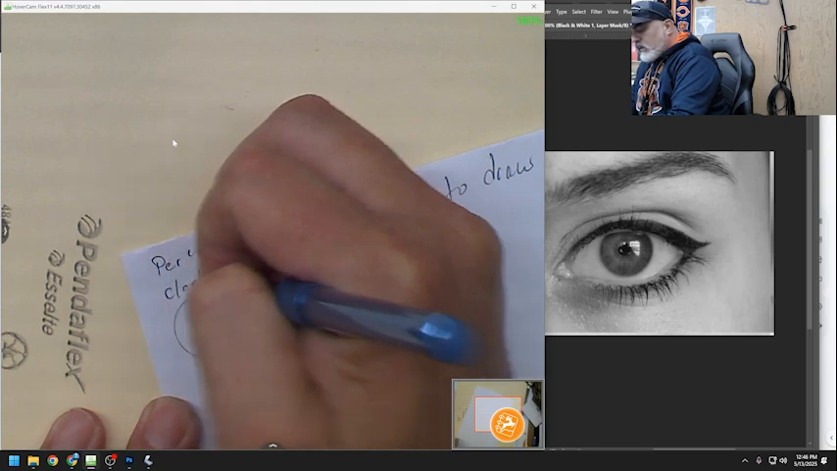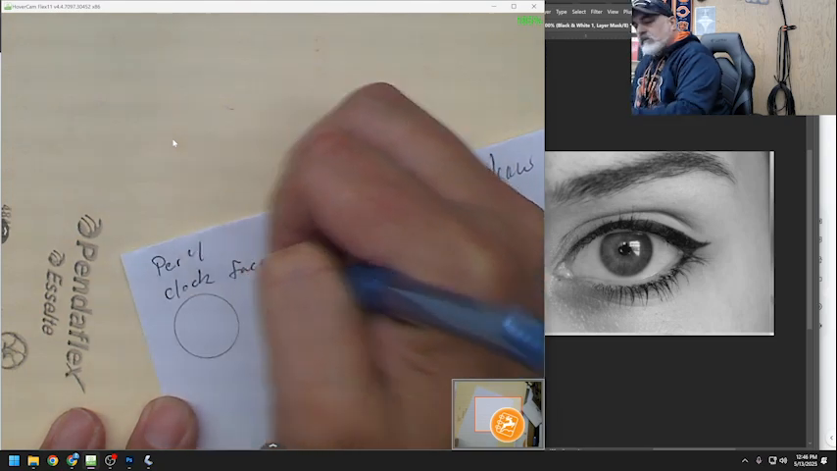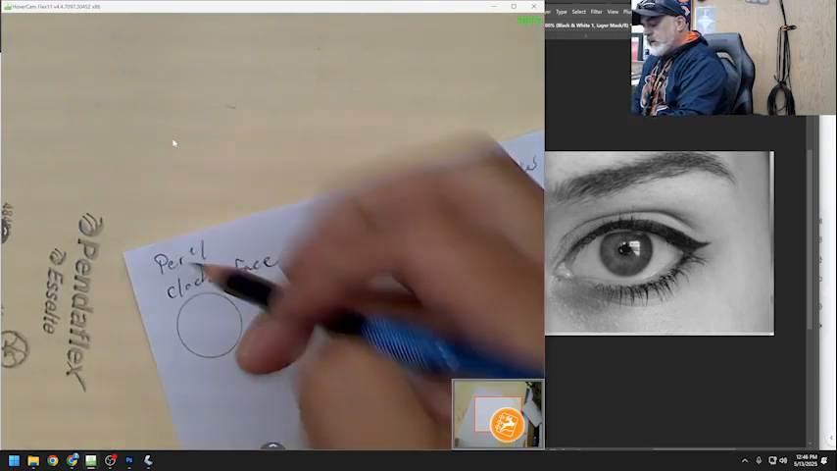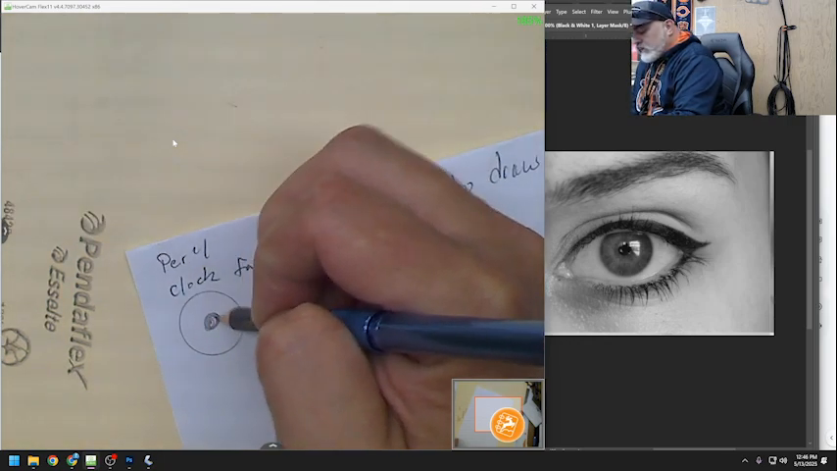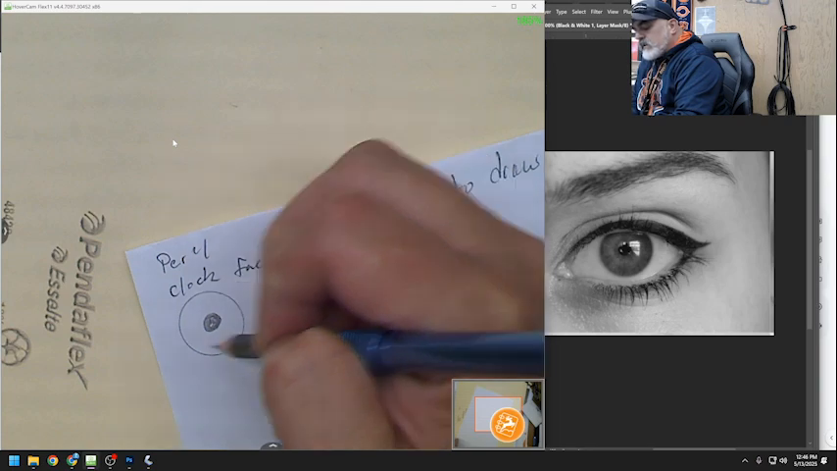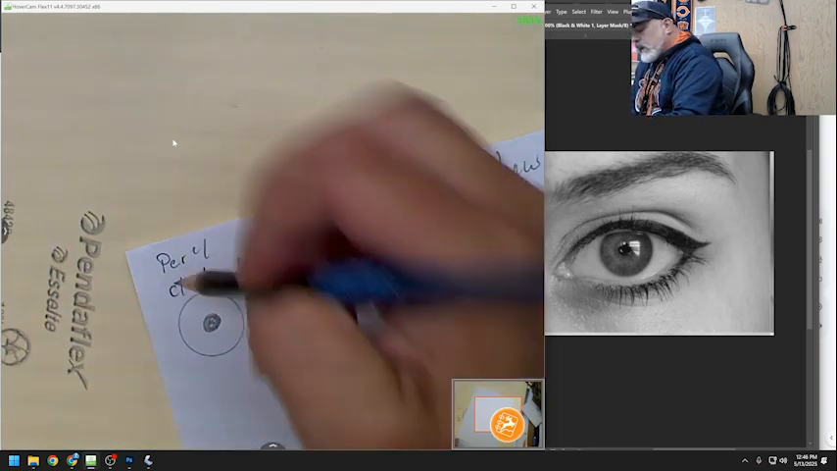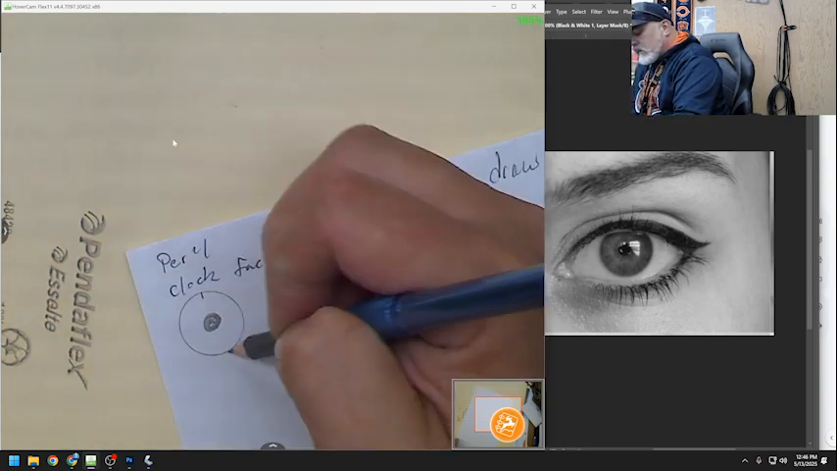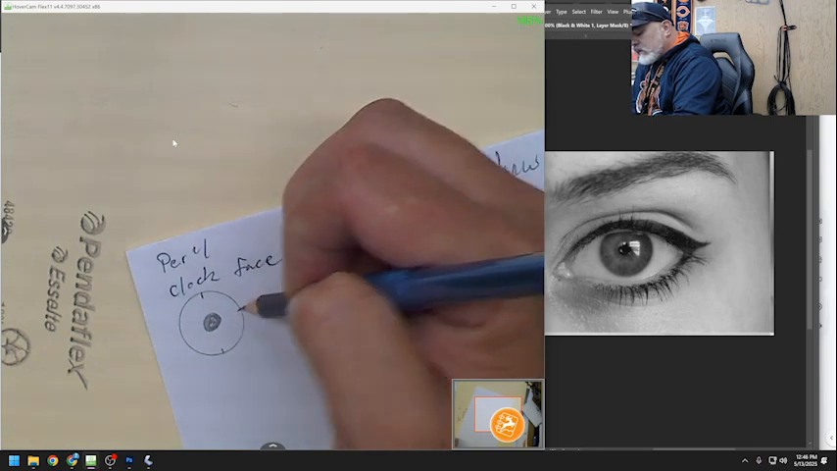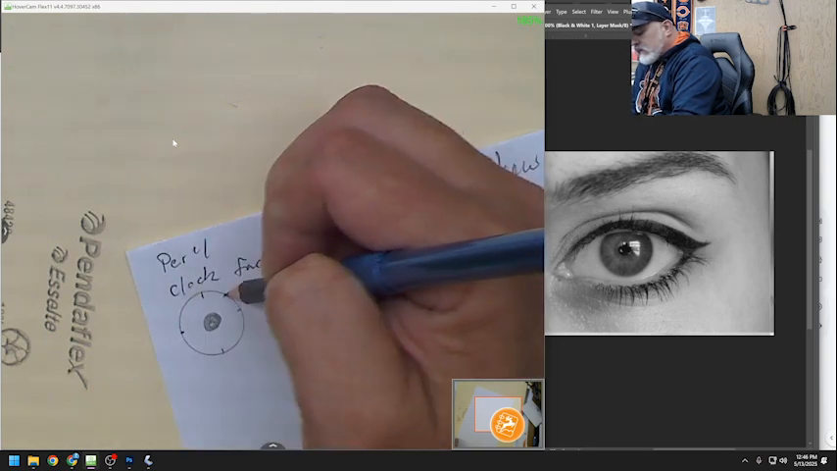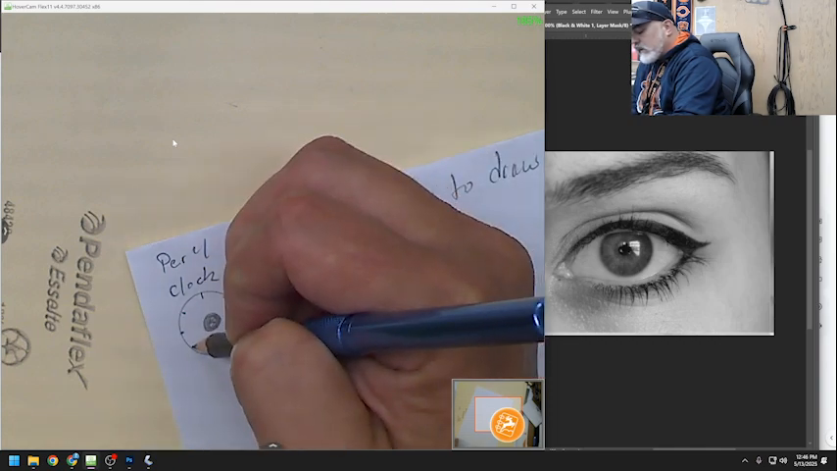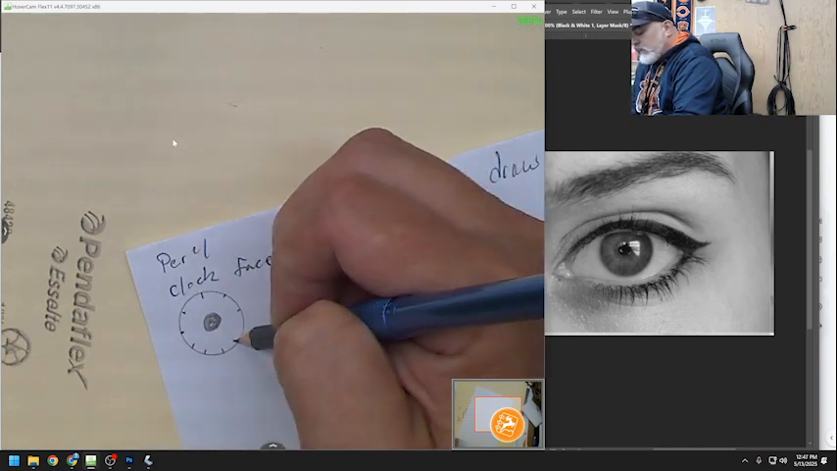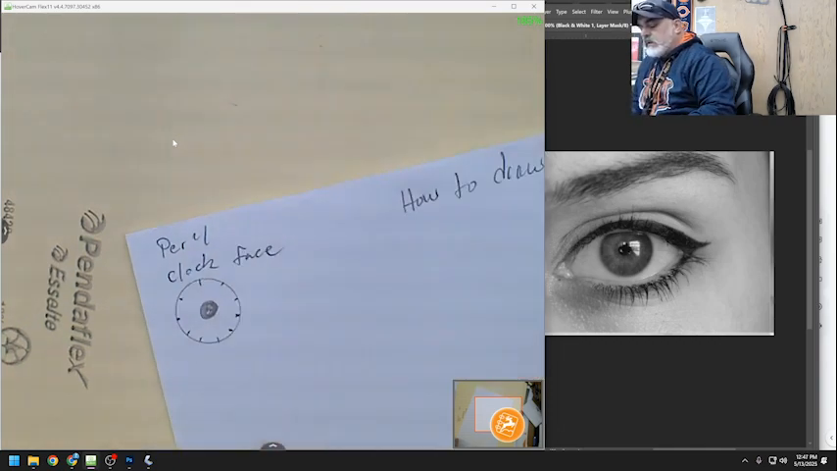Okay, so clock face. If you guys don't know what a clock face is, look up there. There's one in the room. So I'm going to put where my pupil would go. This is our iris. And I'm going to put in the time. So I got 12 o'clock, 6 o'clock, 3 o'clock, 9 o'clock. And I'm going to put all the other hours in between.